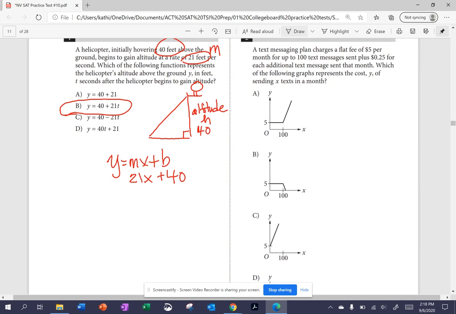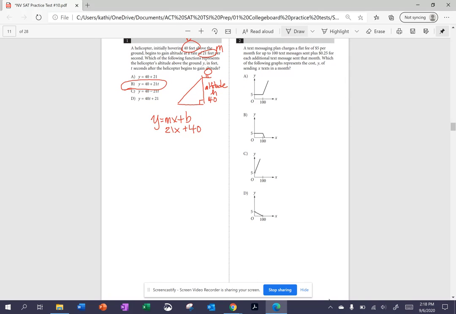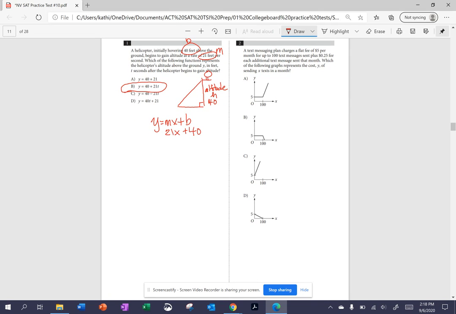Number 2. A text messaging plan charges a flat fee of $5 per month for up to 100 text messages sent, plus 25 cents for each additional text message sent that month. Which of the following graphs represents the cost Y of sending X texts in a month?